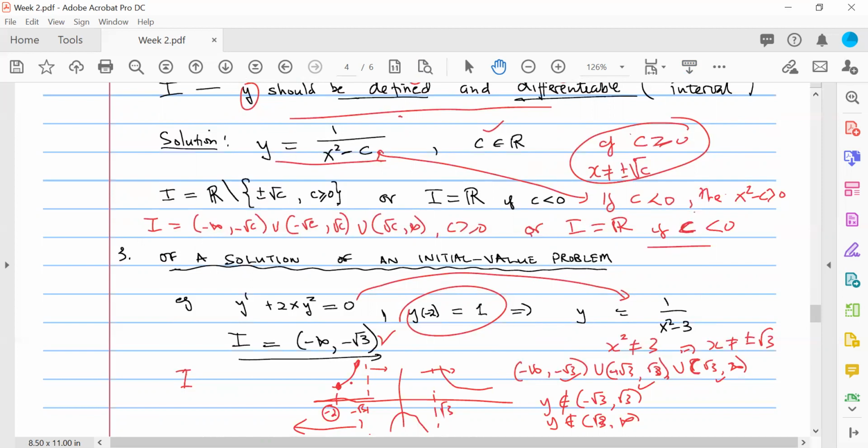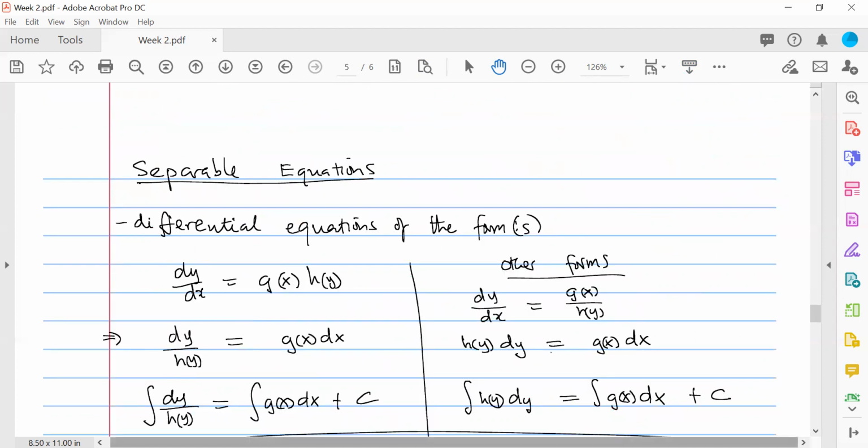Sometimes you find that specifying the initial condition doesn't affect the interval of definition of the solution, especially if the interval of definition is the whole of the real number line. So specifying the initial condition will only restrict you to the one solution curve that passes through that point, but not necessarily the interval of definition of the solution. All right.